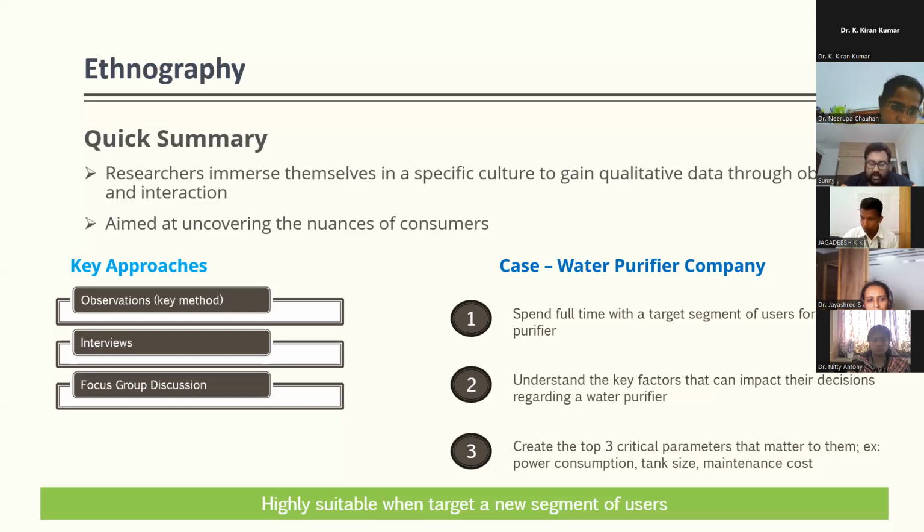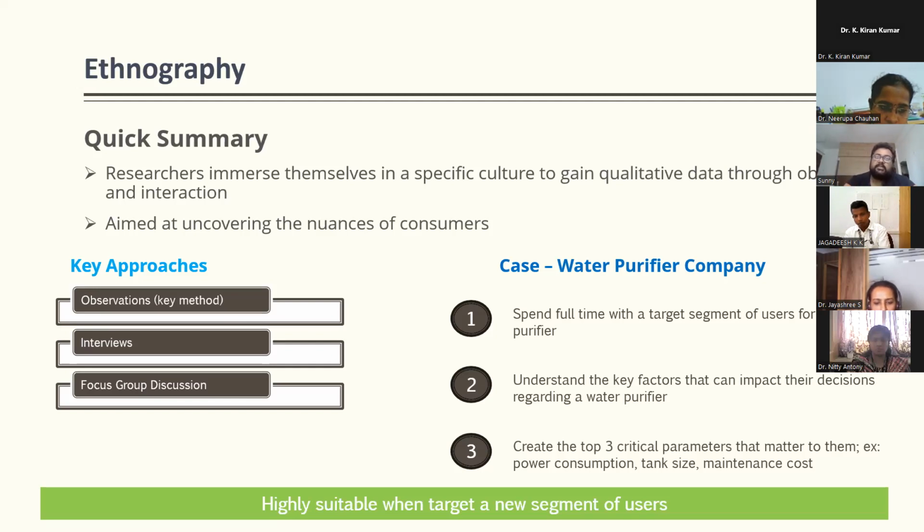But fundamentally, what ethnography means is that the researchers immerse themselves in the culture of the user group that they're targeting, and thus they gain insights into how they live, what problem statements they're facing, and how this product should be aimed at solving those problems. Right. So, the ways and means to approach that problem statement in a system that they're accustomed to.